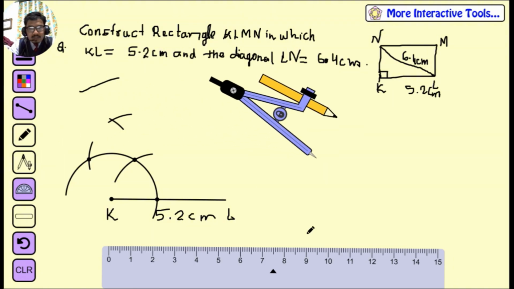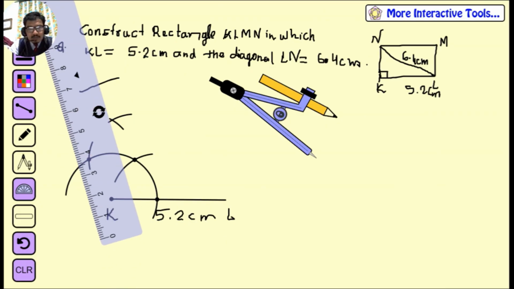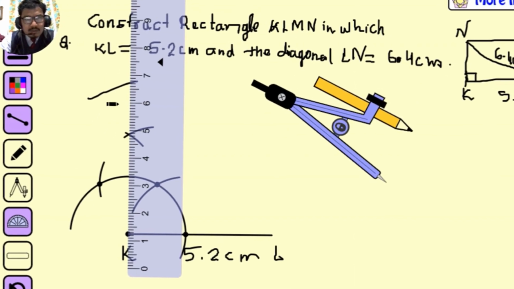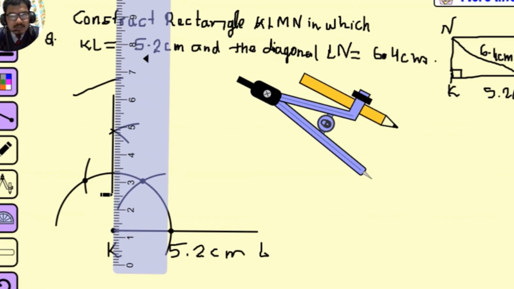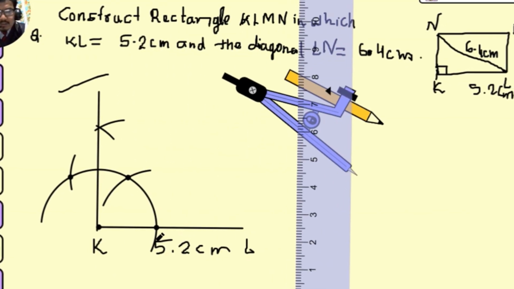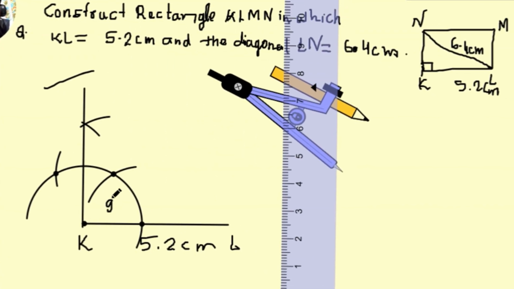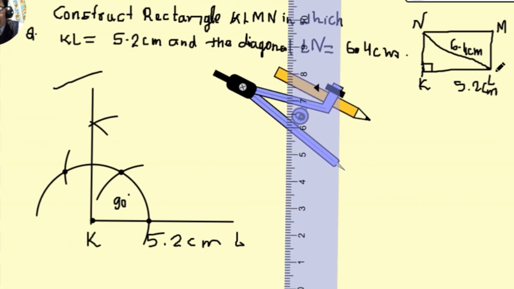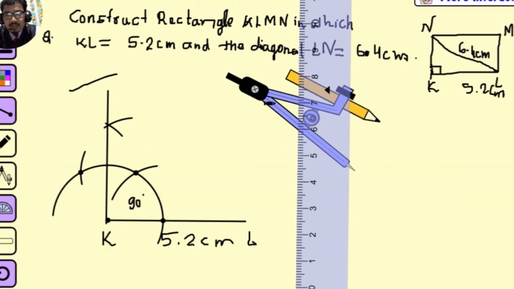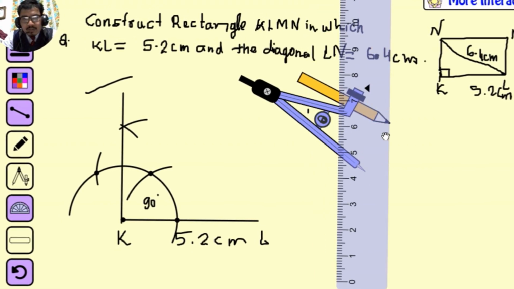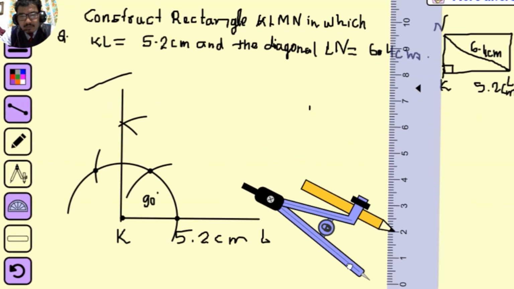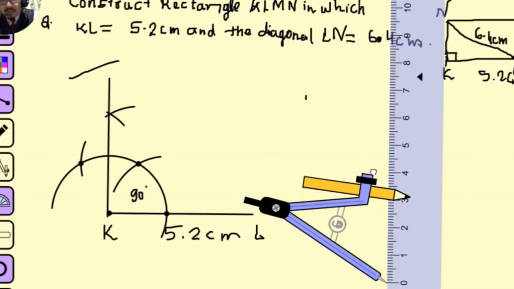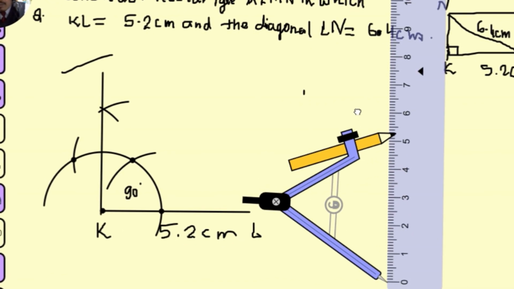Now for this 90 degree, let's join this 90 degree with the help of a ruler and draw this line like this. Mark this 90 degree one, and mention here 90 degree. Now look at the diagonal NL, its length is 6.4. That's why take the help of a compass and take an arc like this, this one is 6.4.